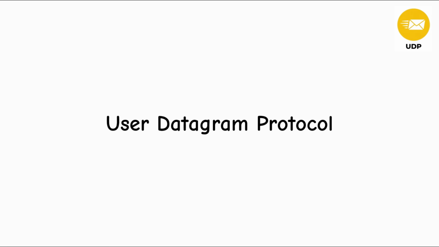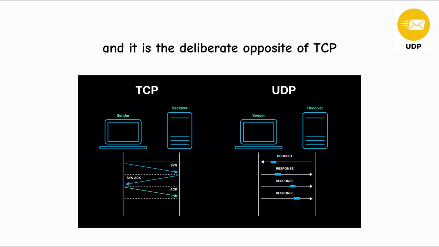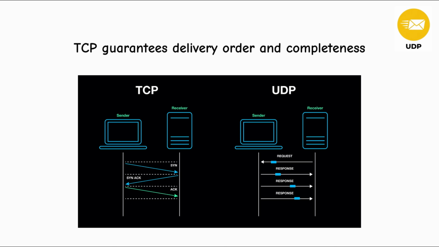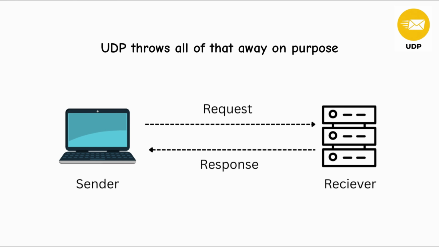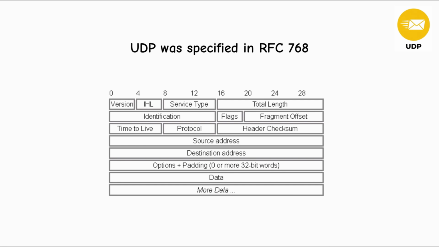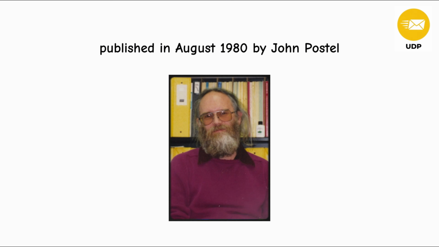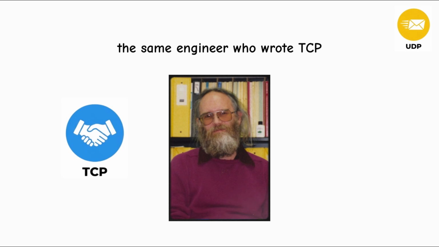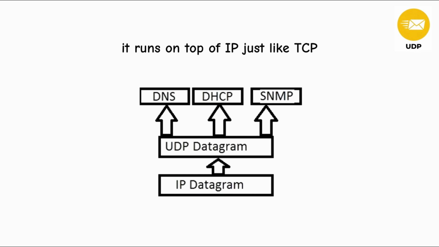UDP stands for User Datagram Protocol, and it is the deliberate opposite of TCP. TCP guarantees delivery, order, and completeness. UDP throws all of that away on purpose, and the reason is more important than you might think. UDP was specified in RFC 768, published in August 1980 by John Postel, the same engineer who wrote TCP. It runs on top of IP just like TCP, but removes every reliability mechanism.